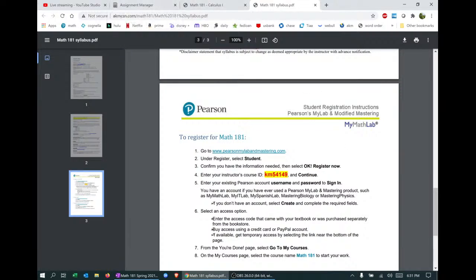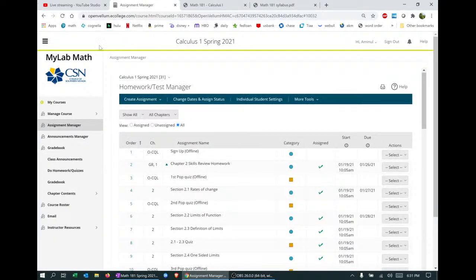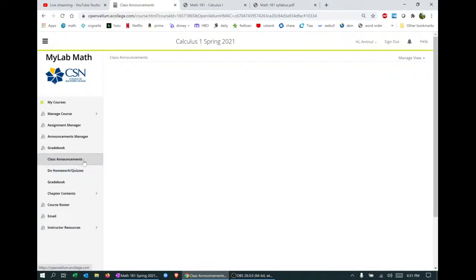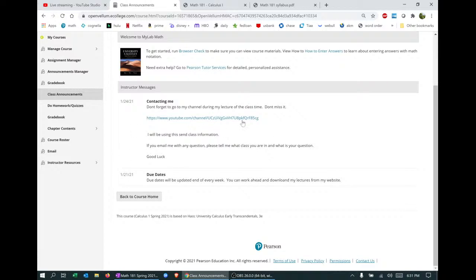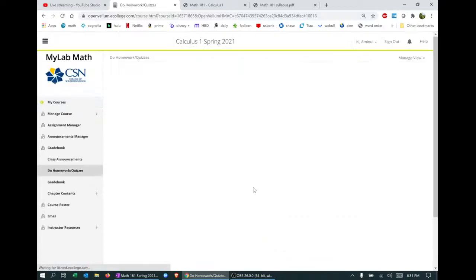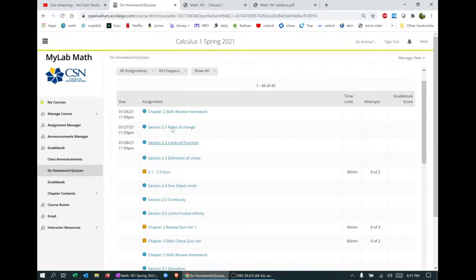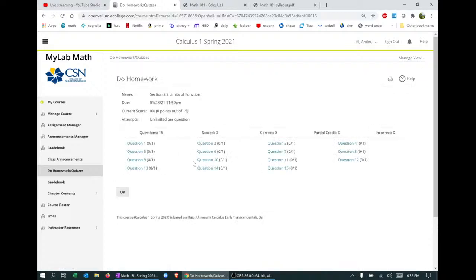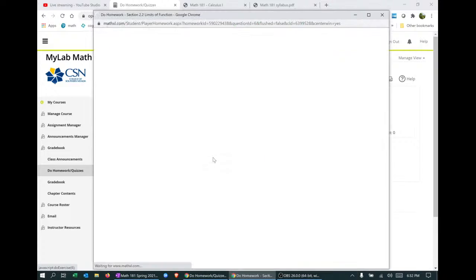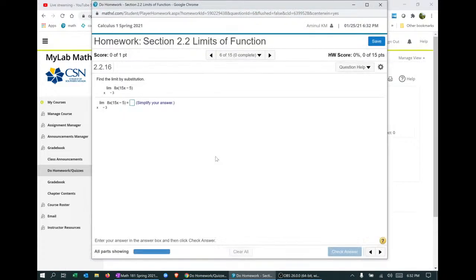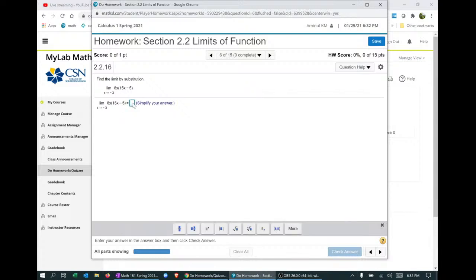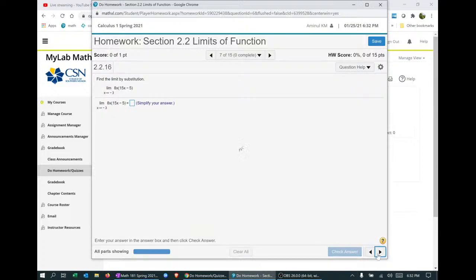And then just follow the instructions and so on. And then what you want to do is always click on class announcement. I have announcements right over here. Click on the do homework and quizzes, and I've updated some. These are very simple and basic. Homeworks, you get unlimited attempts. So you click on anything. You get 3 tries per. They're kind of tricky. So here they are. You put in the questions and so on, and then move on. You could save it.